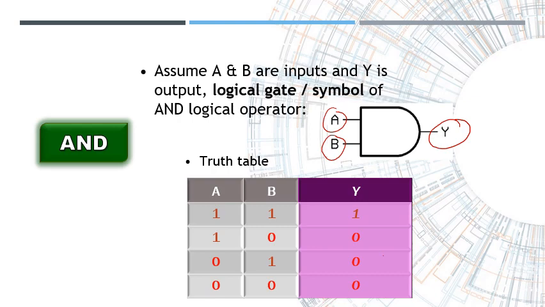So if A and B are 1 and 1, the output will be 1. But if A is 1 and B is 0, the output will be 0. If A is 0 and B is 1, the output is 0. If 0 and 0, it will be 0. So meaning that if one of the inputs is 0, the output will be 0. Alright, so that is for AND. Next we go to the next one.